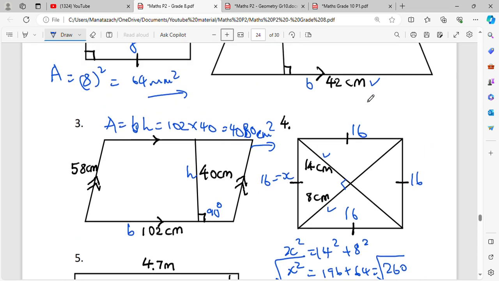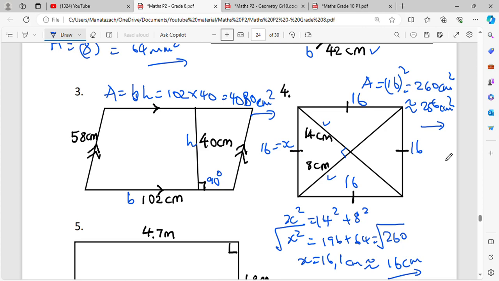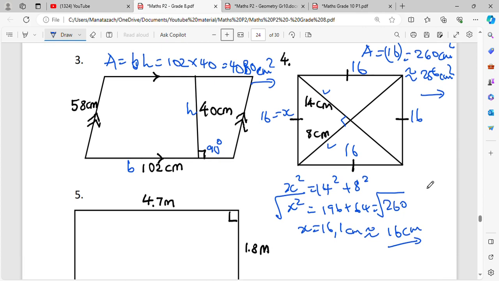Then from here on it's going to be easier. The area is going to be one side squared, which is going to take us back to the answer 260 squared centimeters, or you can say the answer is going to be 256 if we square the 16. So it doesn't matter as long as you indicate that you understand and that you did apply a round off to your answer here.